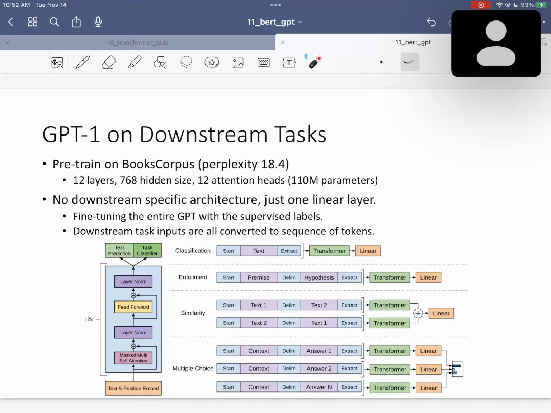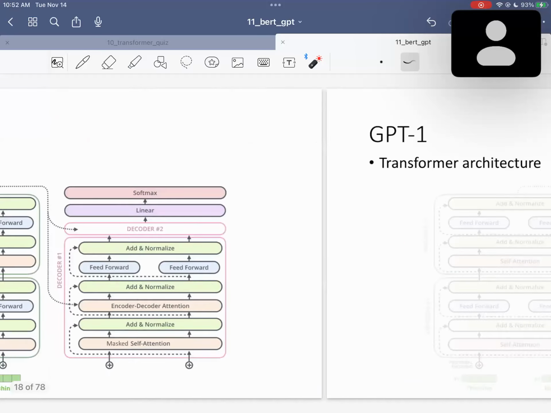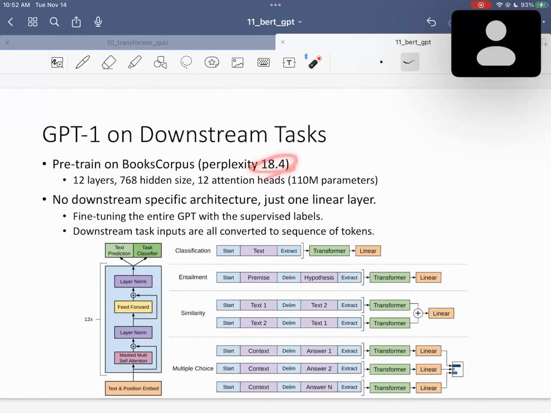And now the forward language modeling perplexity is 18.4. Remember that before, it was 39 point something, right? I think it was 39.7. Yeah, it was almost 40, but now it's down to 18. So you don't need 40 guesses anymore. You only need 18 guesses to get a right prediction for what the next word will be. So now it's even more powerful than ELMo.